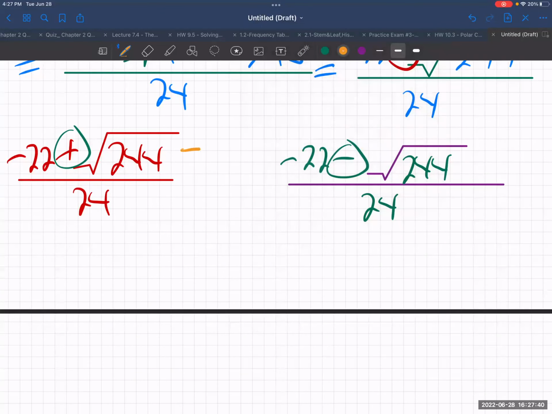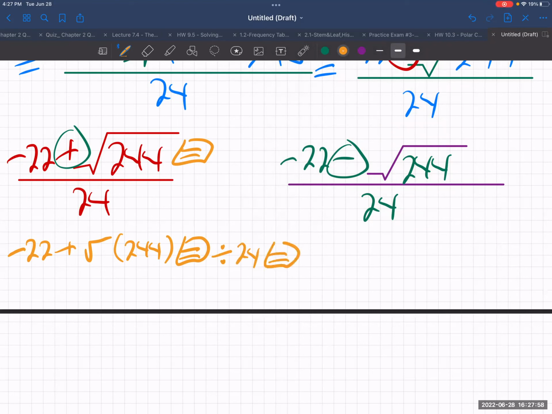You have to make sure you hit equals or enter when you're done with the top before you divide by the 24. So you have to go negative 22 plus the square root of 244, hit equals or enter, and then divide by 24 and hit equals or enter again. That's really important, that you remember to hit the equals before you do the divide.